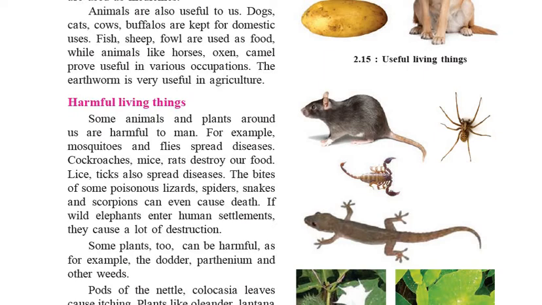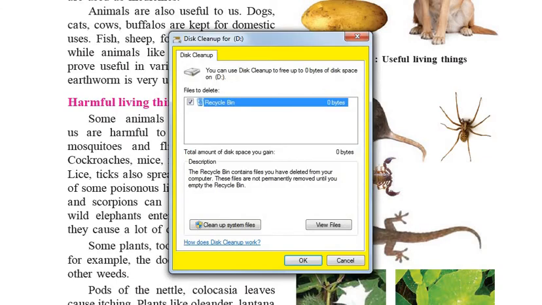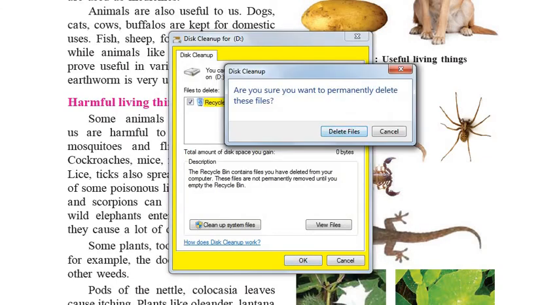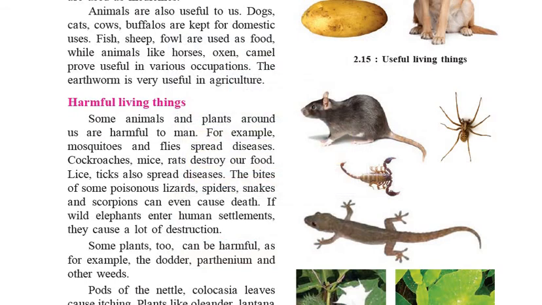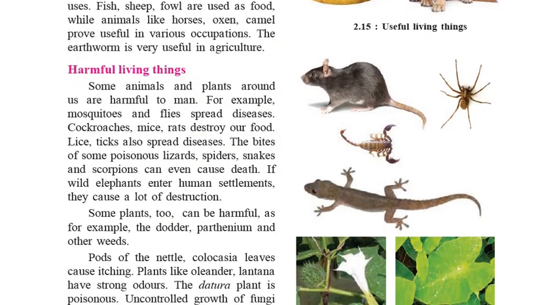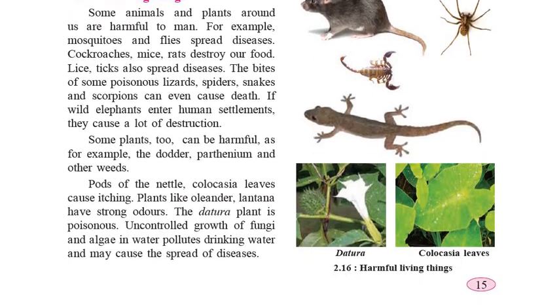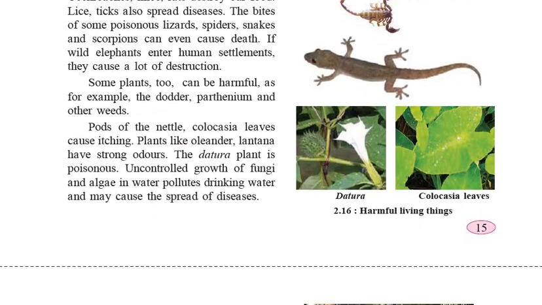Harmful living things. Some animals and plants around us are harmful to man. For example, mosquitoes and flies spread diseases. Cockroaches, mice, rats destroy our food. Lice, ticks also spread diseases. The bites of some poisonous lizards, spiders, snakes and scorpions can even cause death. If wild elephants enter human settlements, they cause a lot of destruction.